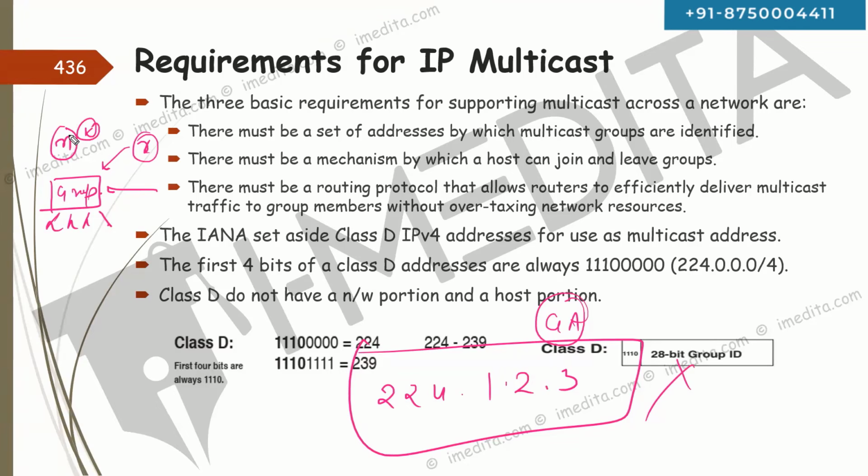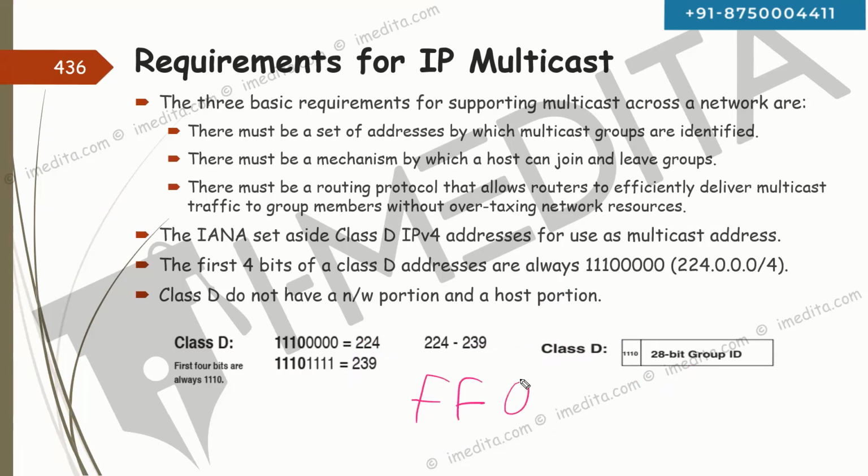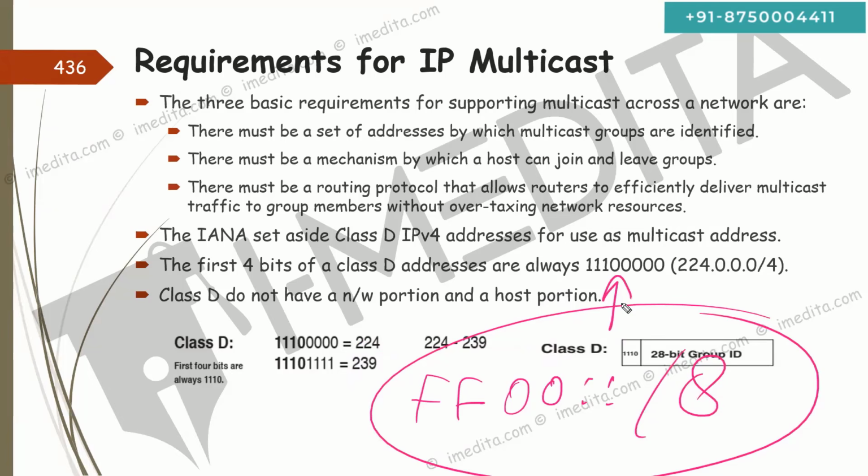So class D addresses that start from 224 to 239 are used for multicasting. And every IP in class D represents a group. It does not represent an individual IP address. That is why we cannot assign these IPs onto the network interface card. In IPv6, we have the FF range. FF00::/8 is there in IPv6.